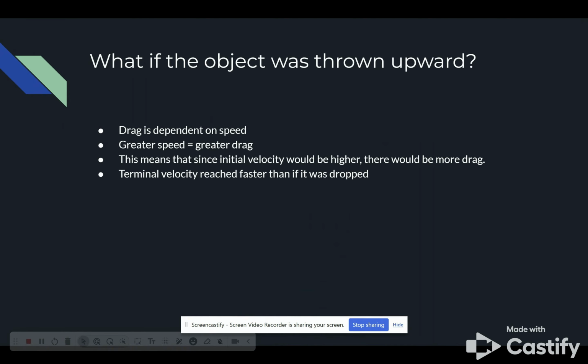Now to look at a hypothetical: if the object was thrown upward instead of downward, this would mean that the speed at the same point would be greater because it would experience the acceleration from the upward throw. And greater speed equals greater drag. This means that there would be more experienced drag, and terminal velocity would be reached faster than if it was just dropped. That's everything I have. Thank you so much for listening.